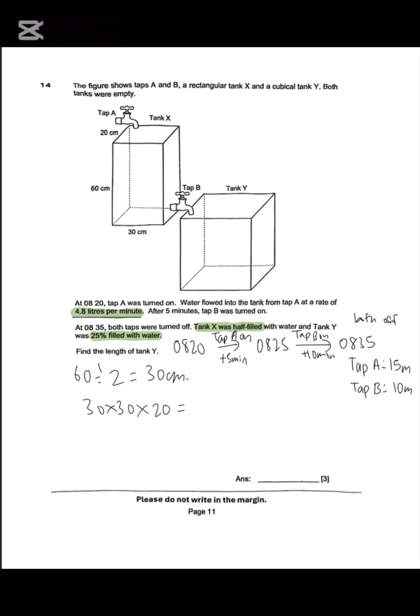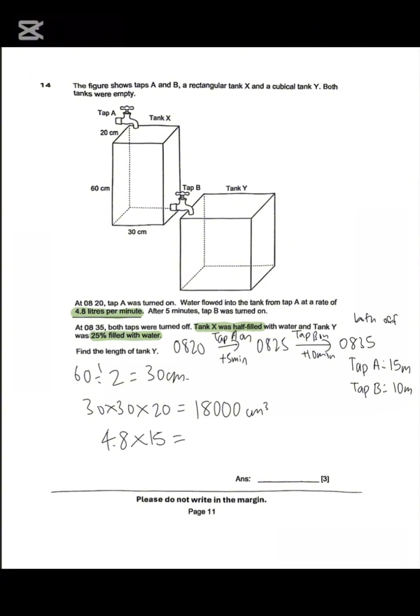Okay, this will give me, hang on for a moment, 30 times 30 times 20, this will give me 18,000 cm cube. So at the end there was only 18,000 cm cube left, right? Then we know that tank Y was 25% filled with water, so we don't know what this volume is. So the total volume is 4.8 times 15.